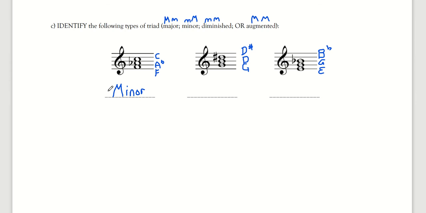Note that I don't write F minor, I just write minor, because that is what the question is asking us for. It's not asking us what the name of the triad is, it's asking us what type of triad it is. So don't write F minor, just write minor. So let's have a look at this one.